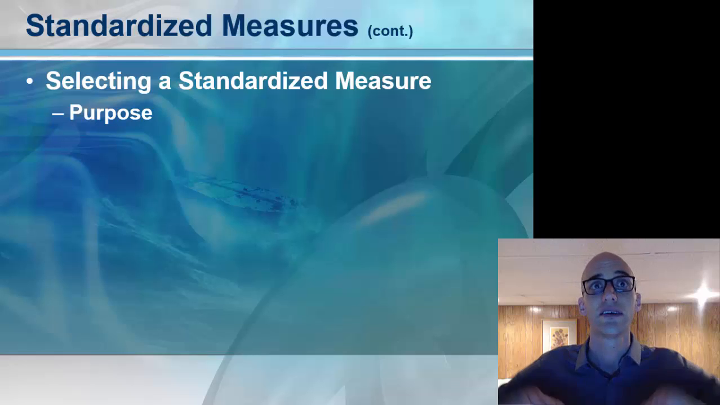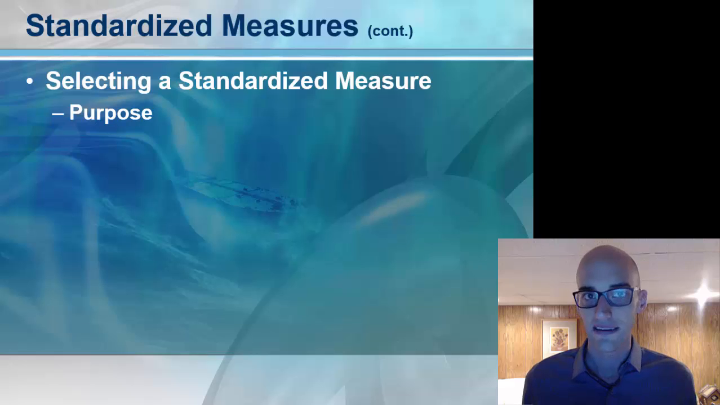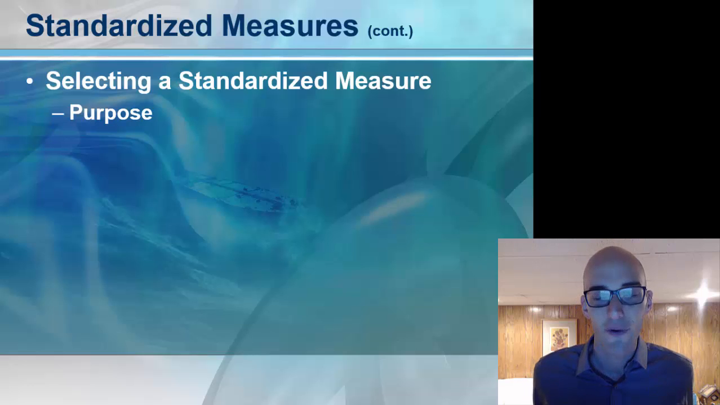PsycInfo has some good ones. You could find some on Google Scholar. I'll put some other references online for you to check out. Also, the library or agencies that you might be working at probably have some. So every agency I've ever worked at has had some kind of standardized measures available to the clients.